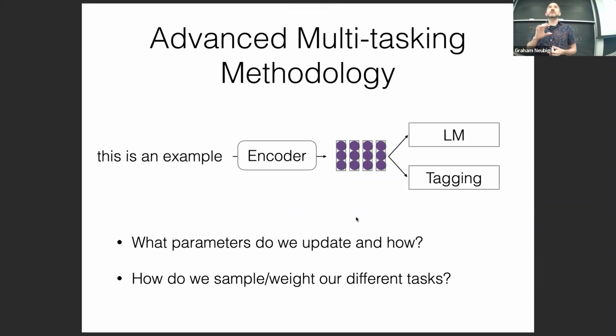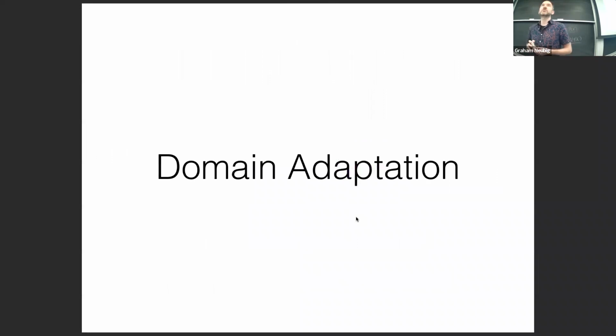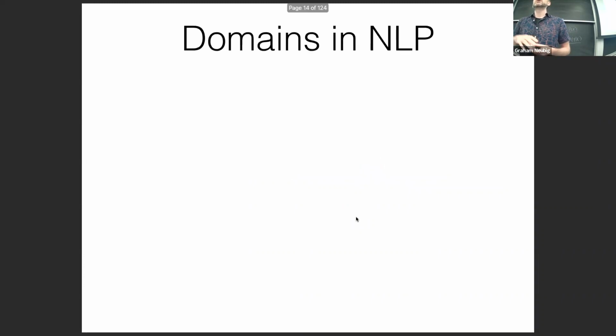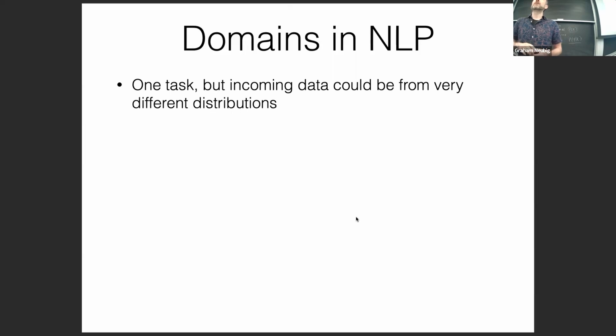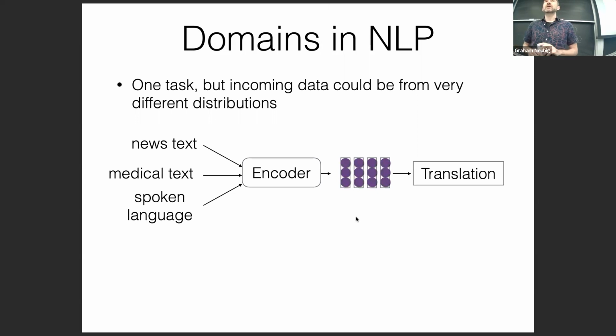But before I get into the multitasking methodology part, I want to lay out some basic ideas, like distribution shift and other things that are necessary for understanding why and how we do things. So the first thing I'd like to talk about is domain adaptation. What do we mean by a domain in NLP? Basically we have one task, but incoming data could be from different distributions. For example, we could have news text, medical text, spoken language, and we want to do translation of all of these texts, and the input text is different.